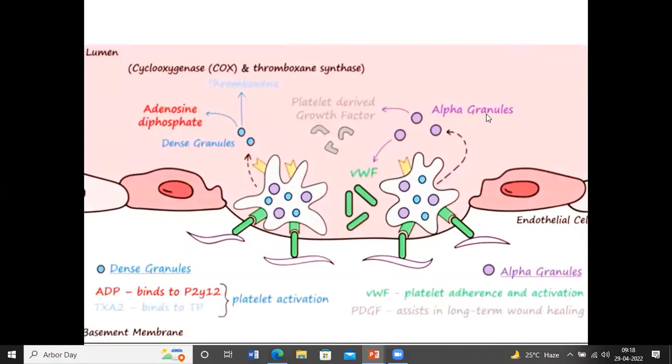And once this activation takes place, there's going to be production of alpha granules and dense granules from the platelet, which further will increase the von Willebrand's factor secretion and production of platelet-derived growth factor, which assists in the long-term wound healing. While the dense granule is going to produce ATP and thromboxane. This is going to further activate the platelet, and not just that, but thromboxane, as we all know, is a vasoconstrictor, which constricts the vessels and reduces further bleeding.